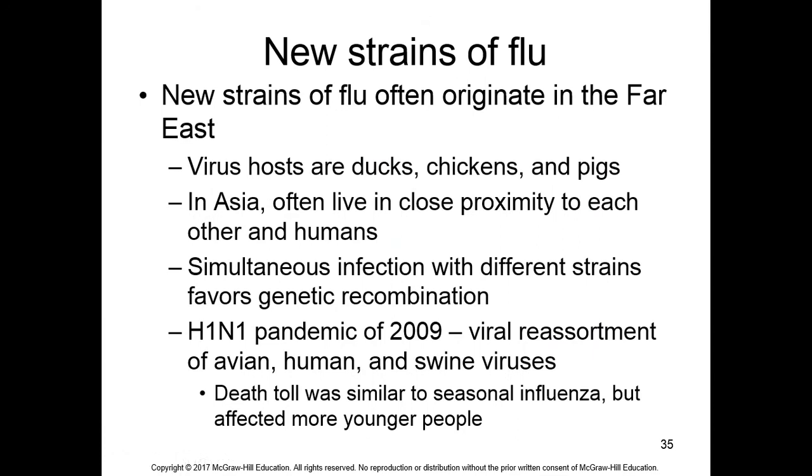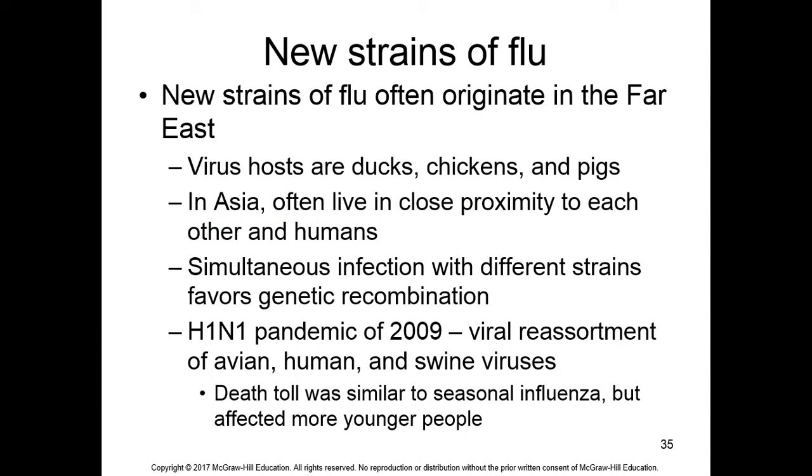So they mostly originate in the Far East. The common hosts for these viruses are ducks, chickens, and pigs. In Asia, often they live in close proximity to each other and to humans, and that is why simultaneous infection with different strains favors genetic recombination. So new mutations occur and new strains might develop.